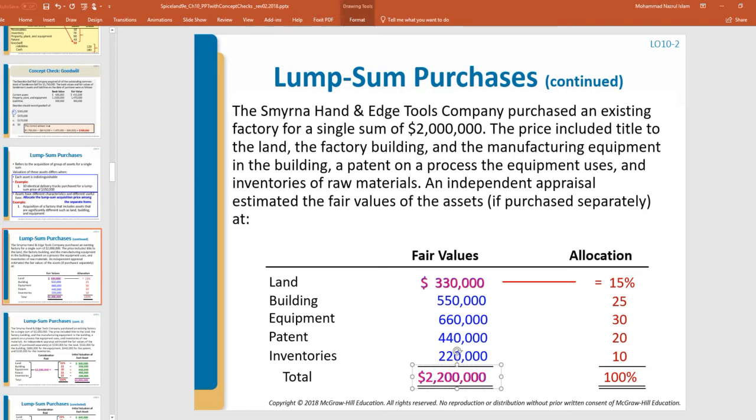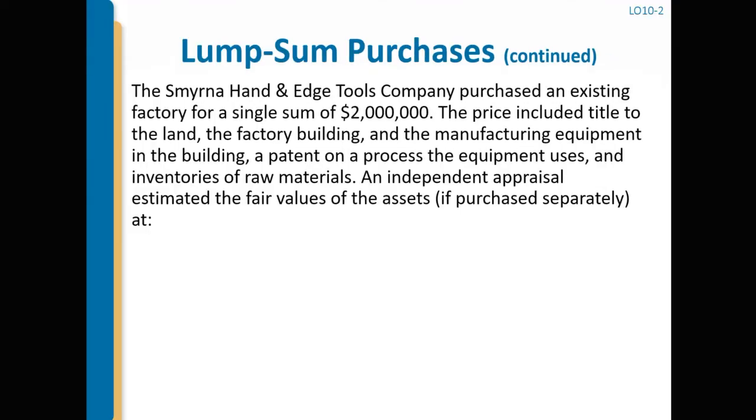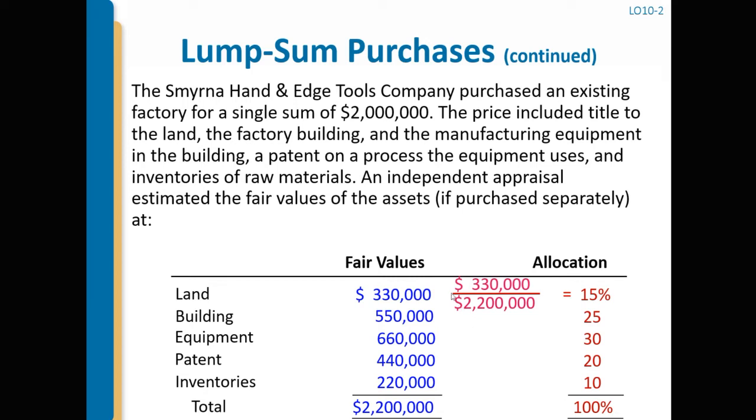Let's see how to do that. Can you see that? This one divided by this one. This is the way we calculate the percentage. So 15% means land value is 15% of the total price. Building is 25% of total price. Equipment 30%, patent 20%, inventories 10%. So the total is 100%. We will be allocating these 2 million to different assets.